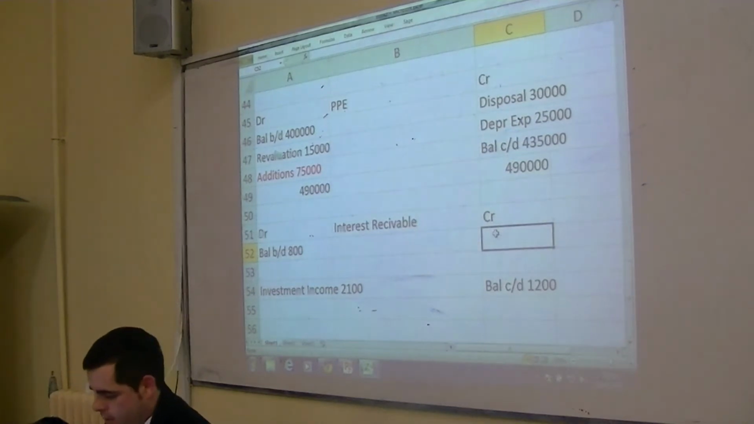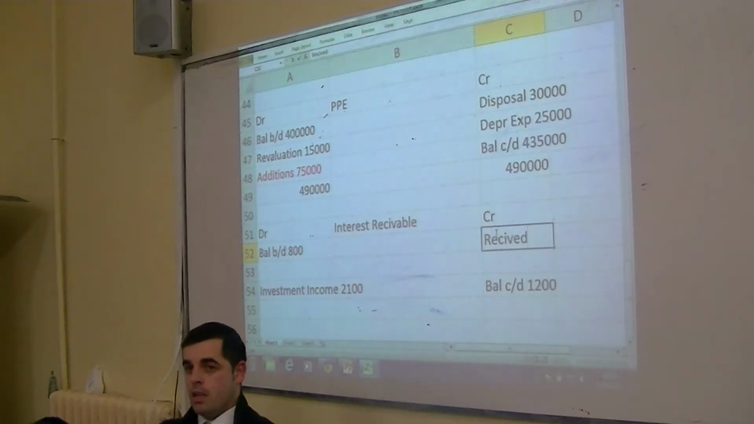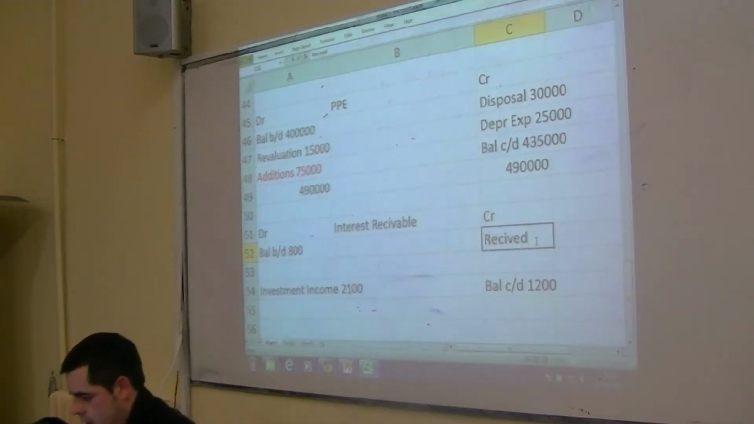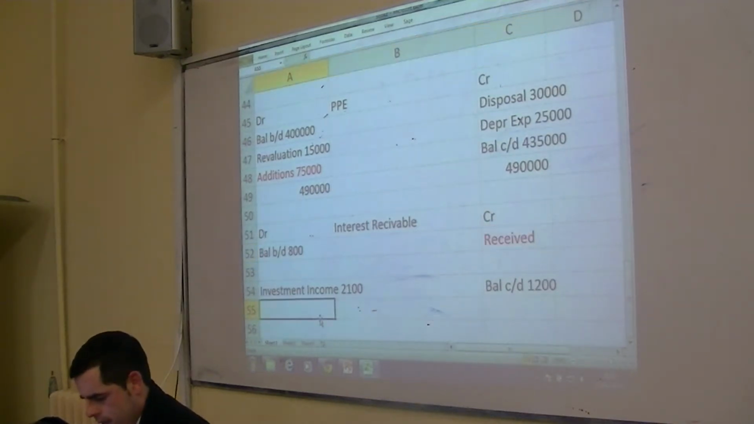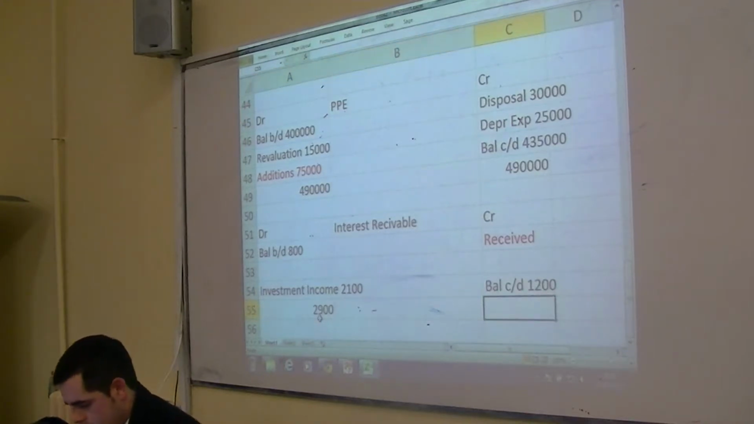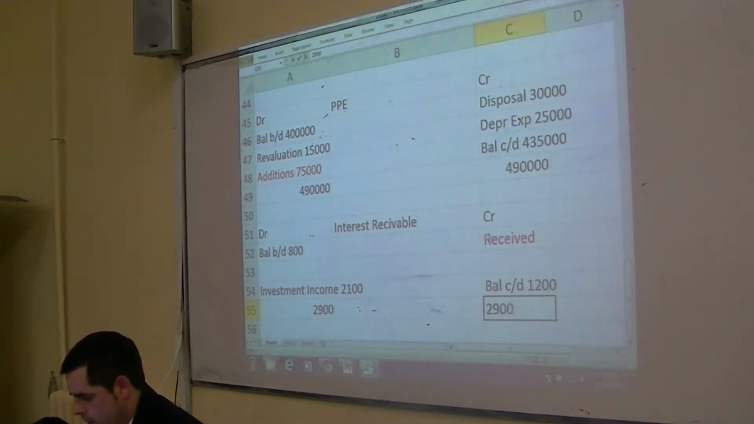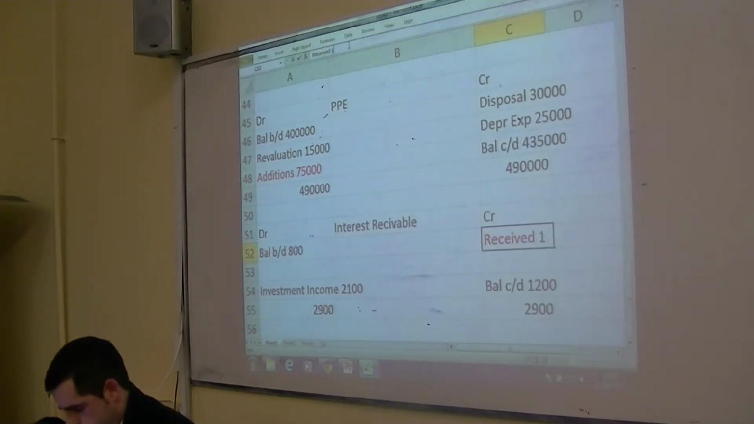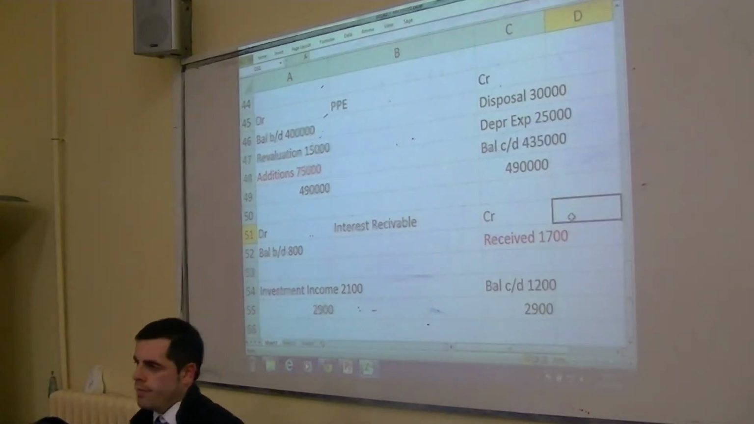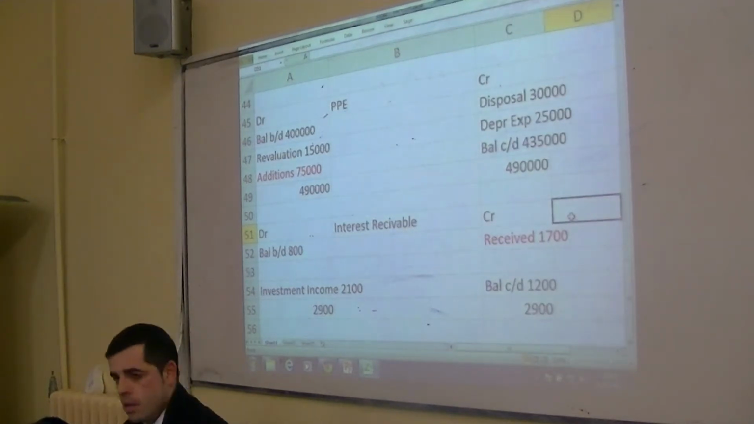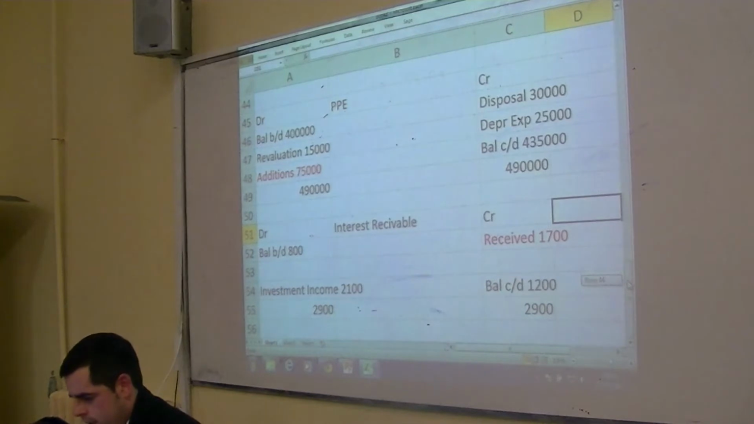Over here, if we balance it off, what we're looking for is what was actually received, and that makes sense because think about your bank account again. If it was coming to your bank, it'd be on the debit, so we'd be crediting our interest receivable account. That's the figure we're looking for if we balance it off, how much was actually received. So if we balance it off, that's 29. So what we received is 17. That's money coming in. So 17.